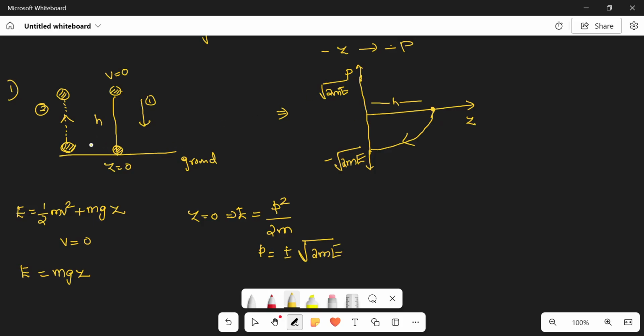But as you can see, when it's going up, you can clearly understand that the velocity is decreasing, and so the momentum will also decrease. Now what will be the phase space diagram, I mean phase space trajectory, here? It will go like this and reach here.